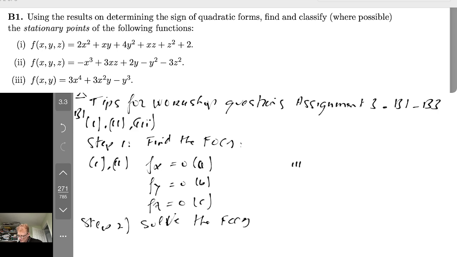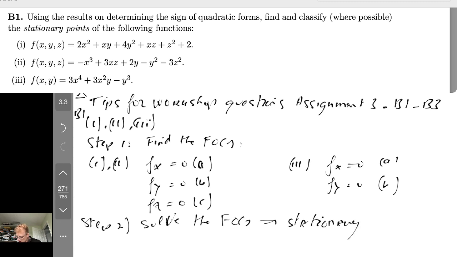So for 3, it's a function of x and y only, so it's df dx is 0, df dy is 0. Call this A, call this B. So in step 2, you solve these first order conditions to get one or more stationary points.